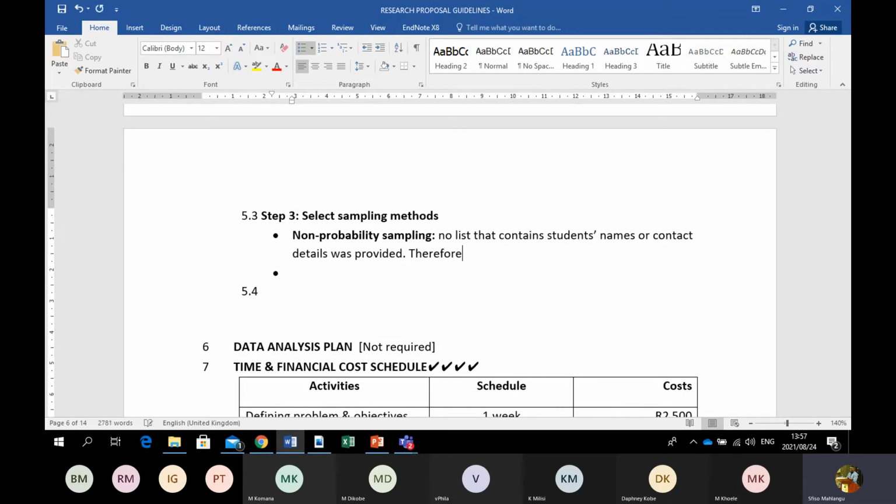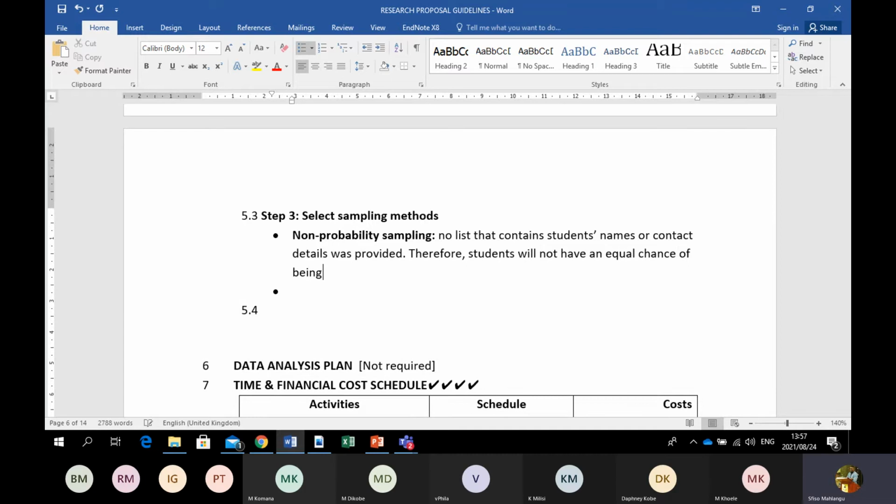Therefore, students will not have an equal chance of being selected.